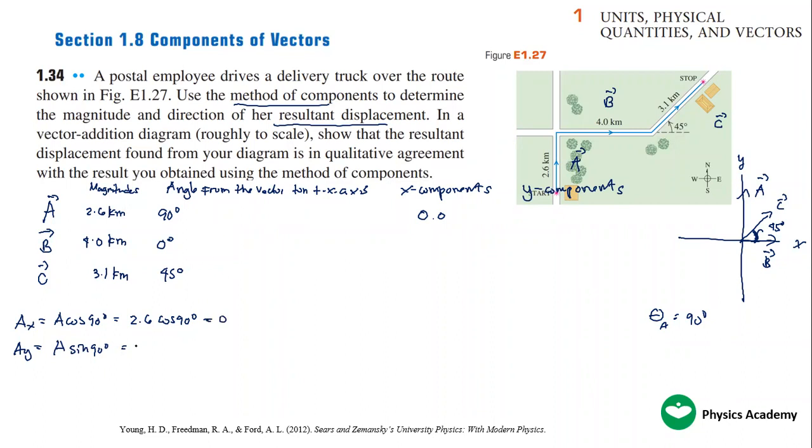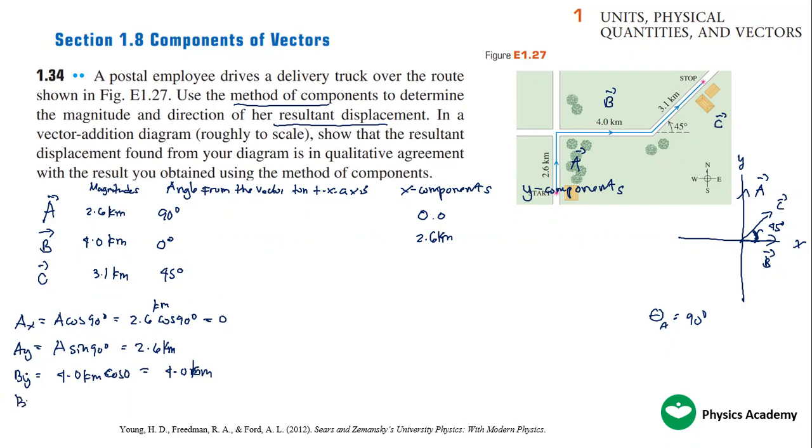So we have 2.6 kilometers, because sine of 90 is just 1. For our Bx, Bx is 4.0 kilometers cosine of 0. So we have 4.0 kilometers, because 4.0 cosine of 0 is just 4 kilometers.